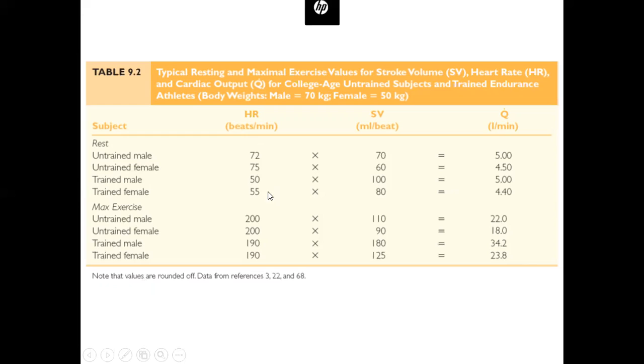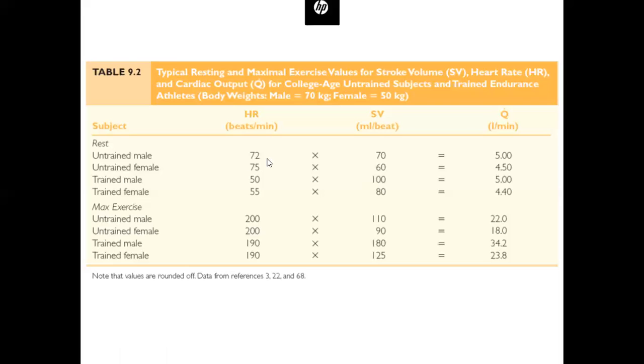Looking at just overall cardiac output, there's really not much difference between trained and untrained men, or untrained and trained women. Pretty much the same. But here's where the difference lies. We pump the same amount of blood per minute, but we don't have to pump our heart as often at rest because our heart can pump out a lot more blood. So it can squeeze out more each time it beats, so it doesn't have to beat as often.